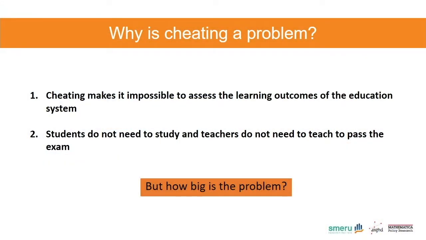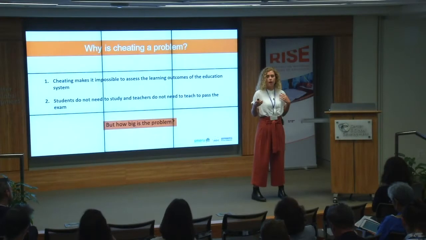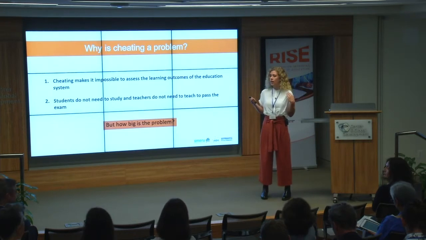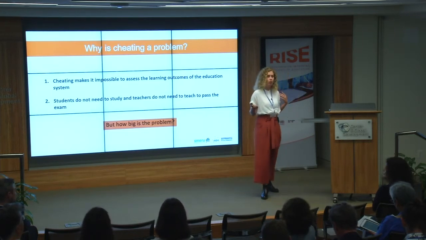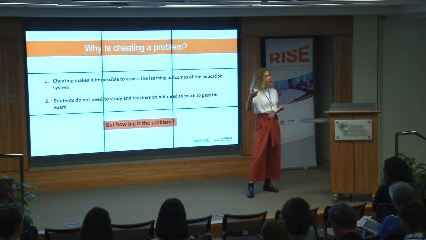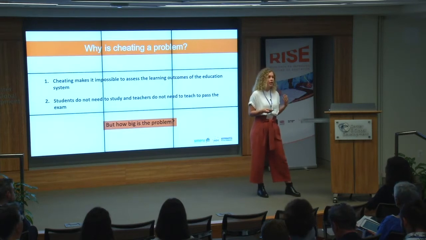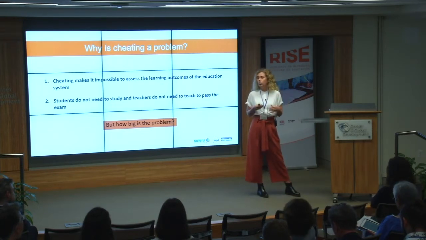But I would like to emphasize two things. First, when cheating is happening at a large scale on a national exam, that means you're not actually measuring learning, while the national exam is one of the main information sources for government officials on how much learning the education system is actually producing. And second, when students and teachers already know beforehand that they can cheat their way through the exam, they might put less effort into studying and into teaching in order to pass the exam.